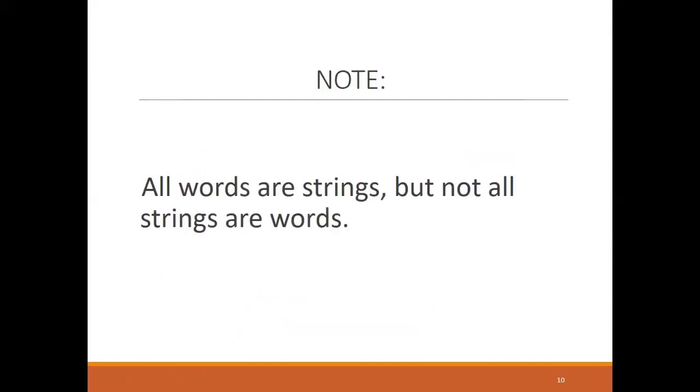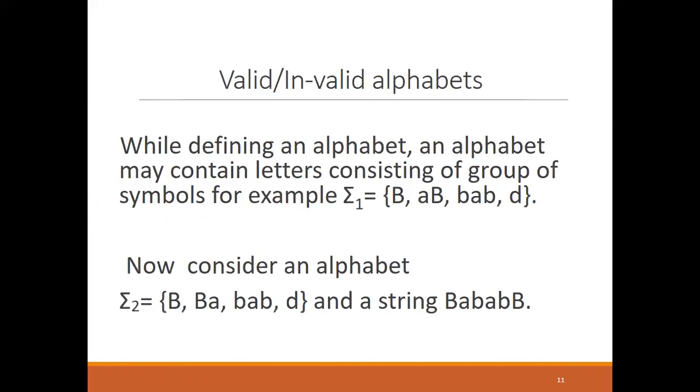This is an important point to note: all words are strings, but not all strings are words, because strings are just the concatenation of letters. So if we have defined a language, the strings that belong to that language will be known as words. Otherwise, all others will be considered as strings, because strings are just concatenations. We can or cannot associate them with a particular language.